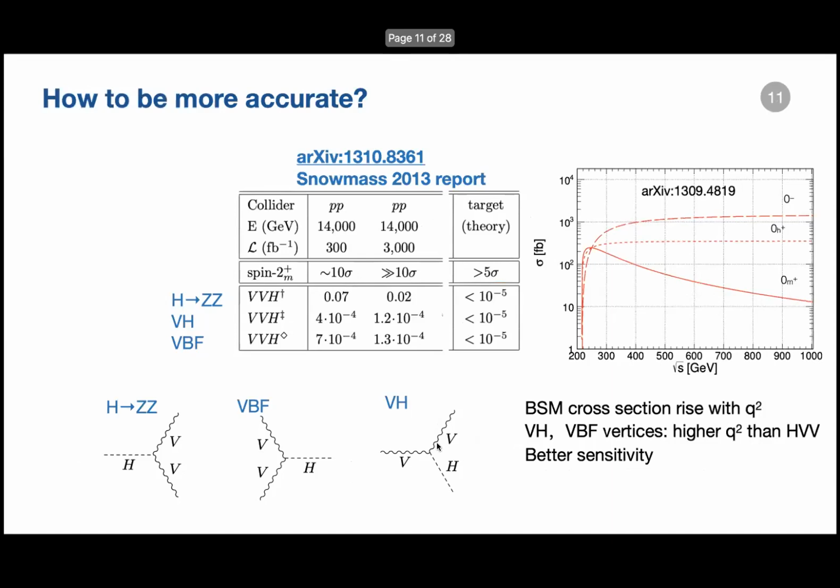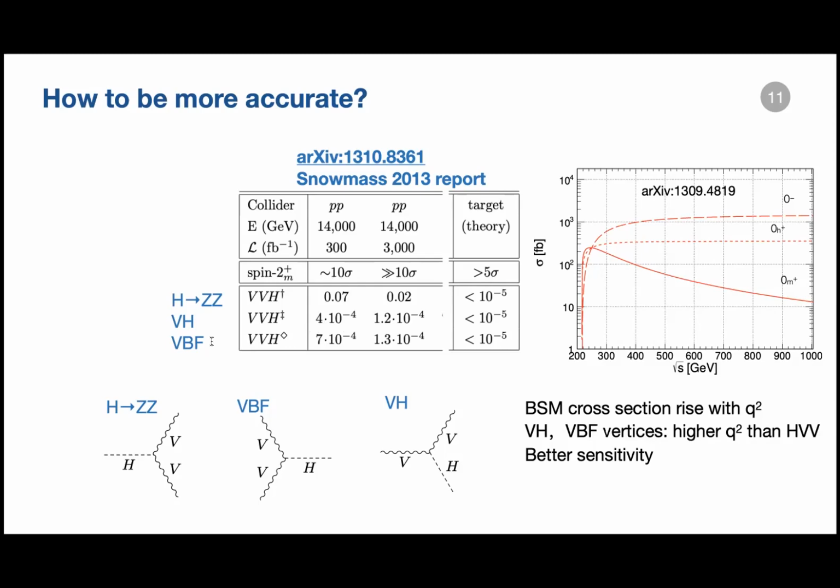But if you look further into this table, the two middle columns tell you the expected sensitivity from the LHC at 300 and 3000 inverse femtobarns. And these two rows seem to give quite stringent constraints. Where do they come from? There are also Higgs VV couplings, but they come from the VH and VBF production modes, while the first one is from the Higgs to ZZ decay.